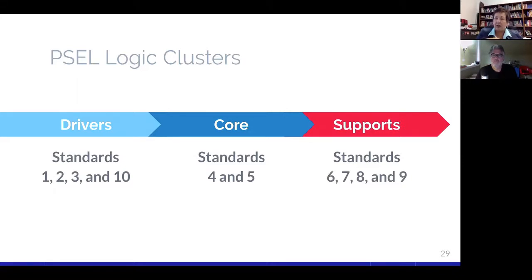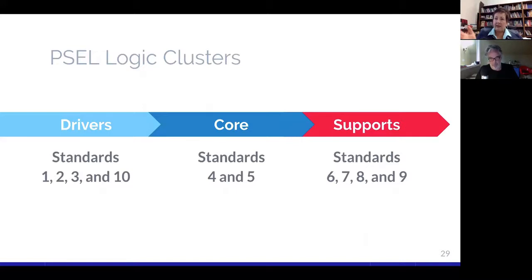Standard 4 is around curriculum, instruction, the teaching and learning standards, as well as assessment. And then standard 5, I love the name of this one. It's a community of care and support for students. So right in the heart of this logic cluster model is students, and wrapped around that, a culture of support. So students, teaching and learning, and care and support are at the heart of this work.